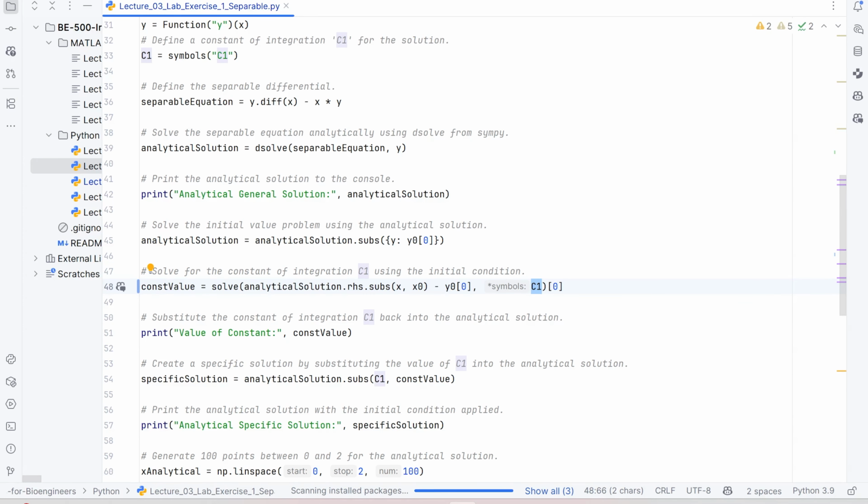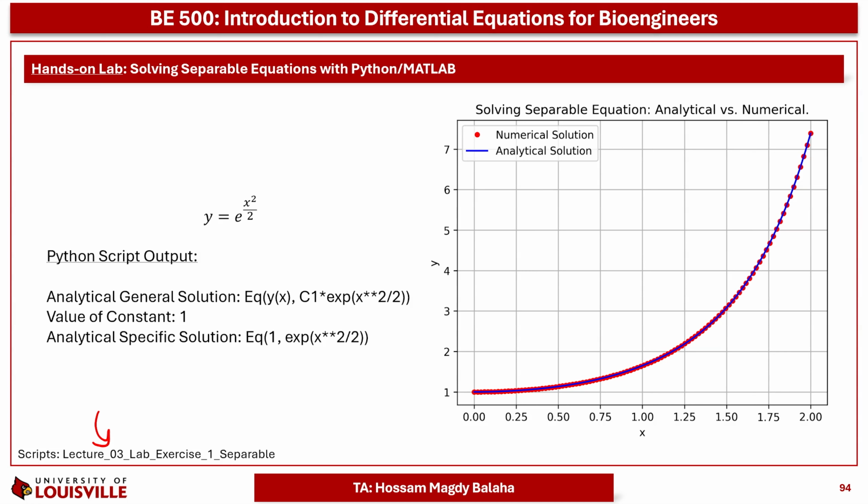Now we have a constant value. Use that constant value and substitute back in the solution to get the specific solution. Now we have the specific solution here. So we have the general solution, the constant, and the specific solution. From the three of them, we can validate our solution simply like here. The general solution has the left hand side, which is here, and the right hand side, which is here.